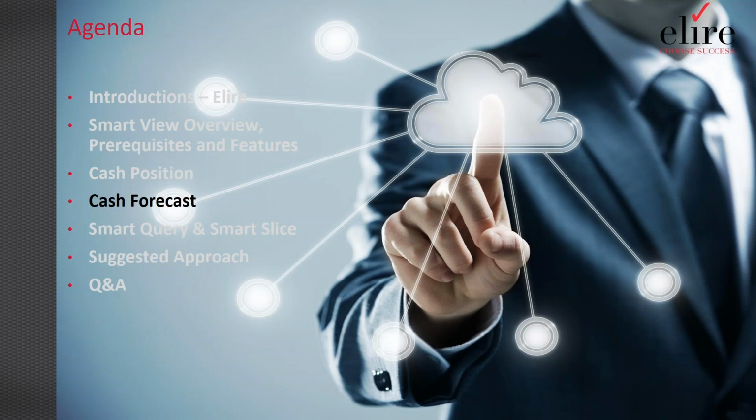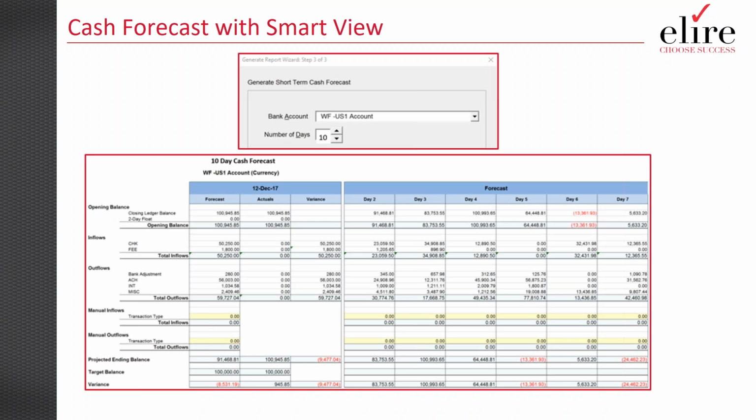So now we'll get into the cash forecast. So here's an example of a 10-day cash forecast. Online, we can only view a 5-day forecast. So having SmartView is highly recommended when implementing cash management. This report lets you generate up to about 15 days. Anything after that will have to be created through a custom view.